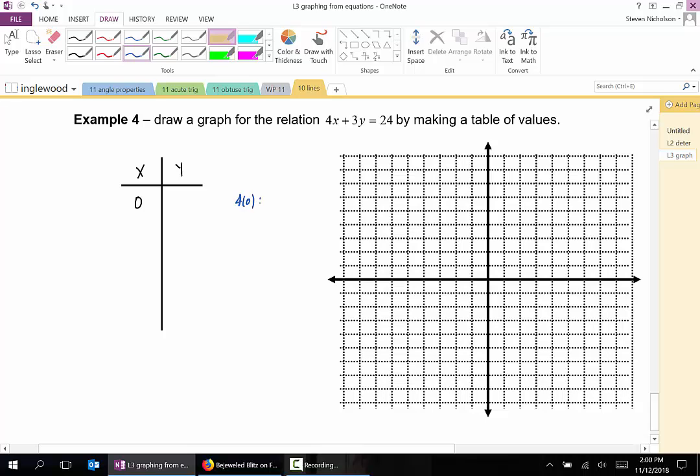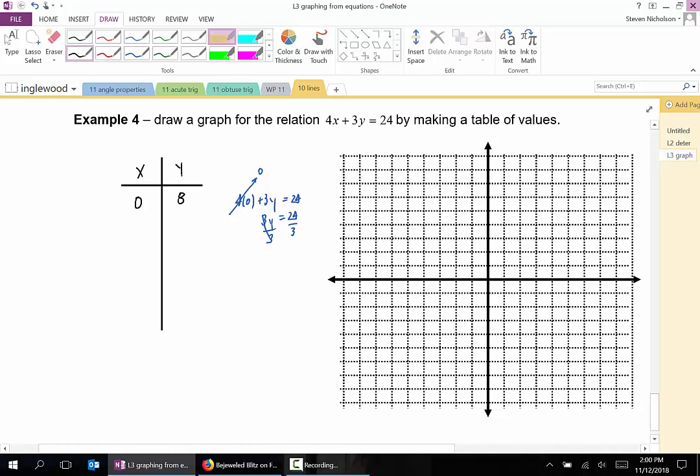4 times 0 plus 3y is equal to 24. Well, I'm going to do all the algebra here. This goes to 0. 4 times 0 is 0. So we end up with 3y is equal to 24, and we divide both sides by 3, and we get y is equal to 8.